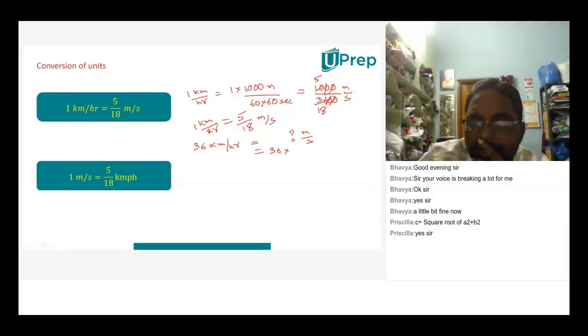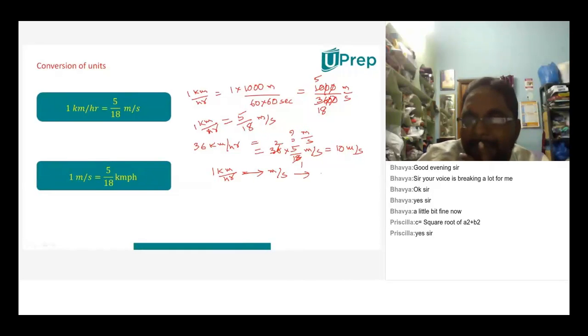36 into 1 kilometer per hour is equal to, you know that, 5 by 18 meter per second. So 36 must be multiplied by 5 by 18 to convert from kilometer per hour to meter per second. Now 18 1s are 18, 18 2s are 36. 2 into 5, how much is it? 10 meter per second. So now let me write like this. Whenever you are converting kilometer per hour to meter per second, you have to multiply the value with 5 by 18.